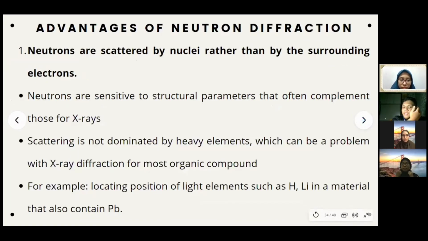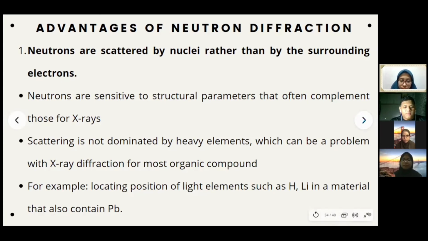All right. The advantages of using neutron diffraction. First, neutrons are scattered by nuclei rather than by the surrounding electrons. As you know, neutrons are sensitive to structural parameters that often complement those for X-ray. Scattering is not dominated by heavy elements, which can be a problem with X-ray diffraction for most inorganic compounds.